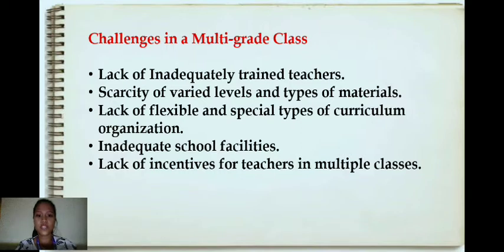Kakulangan of trained teachers for this field, multi-grade class. Second is the scarcity of varied levels and types of materials, so the lack of learning materials and equipment for the learning of students. Next is the lack of flexible and special types of curriculum organization. Next one is inadequate school facilities. The last one is the lack of incentives for teachers in multiple classes.